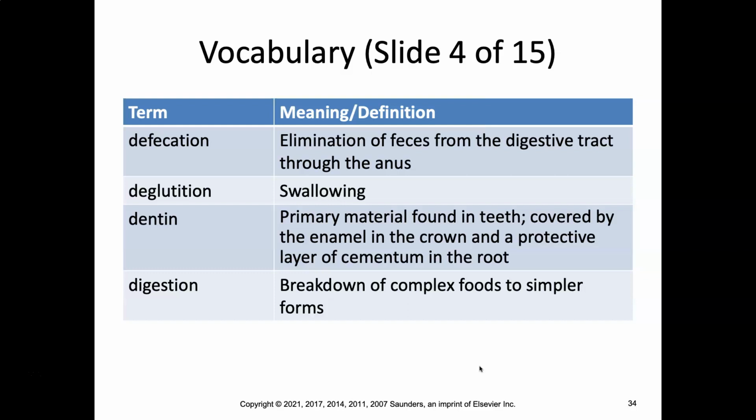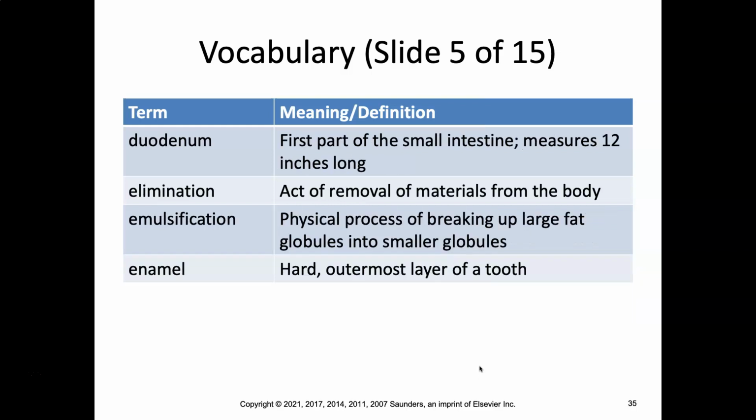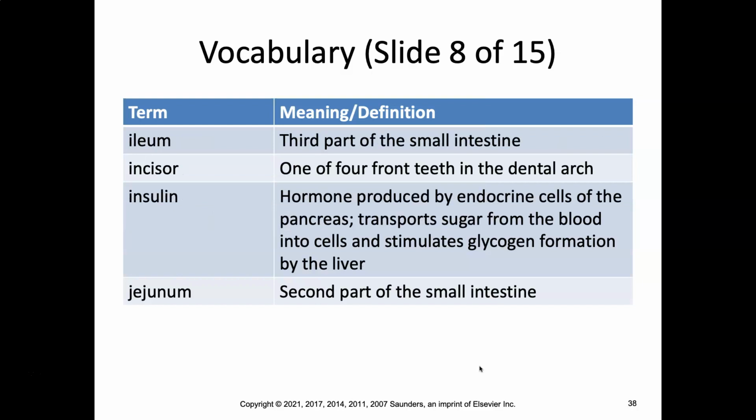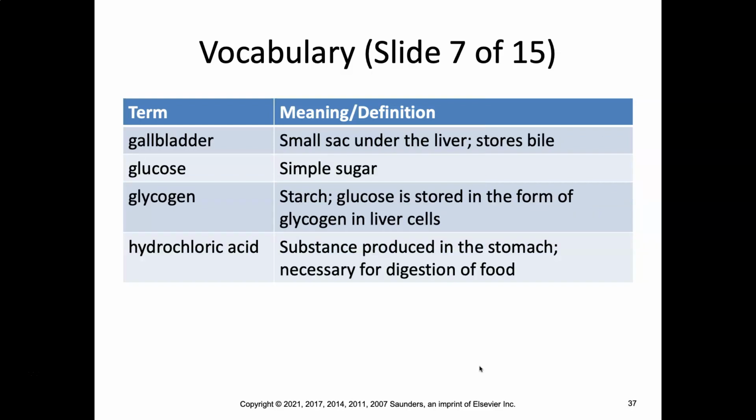Defecation is the process of eliminating feces from the digestive tract. Emulsification is that process of breaking up the large fat globules into smaller globules. That happens within the body. Whoops, went too fast. Sorry about that. Hydrochloric acid is a substance produced in the stomach necessary for the digestion of food. If you've ever had acid backup, sort of like heartburn, it's that hydrochloric acid, which is very, very acidic.